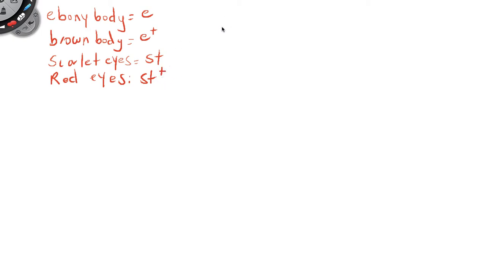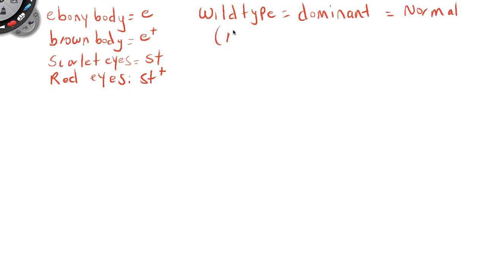And let's define what the wild type is. Now remember that the wild type is usually the dominant genotype. And in this particular case, it's the normal type of fly. So if the fly has brown body and red eyes, then it's the wild type. That means that you should know what the genotype for brown body, red eyes looks like. It would be something like this. This is brown body, red eyes.